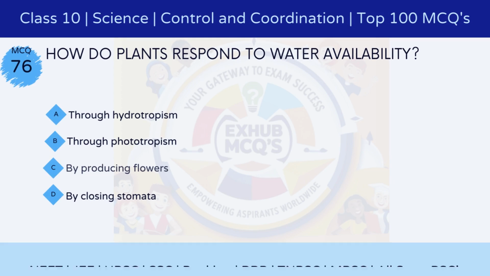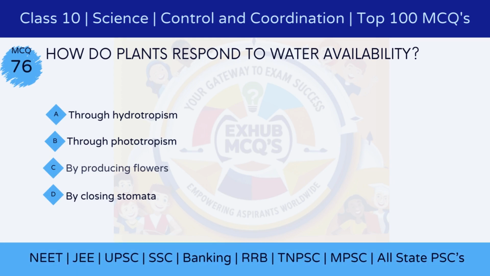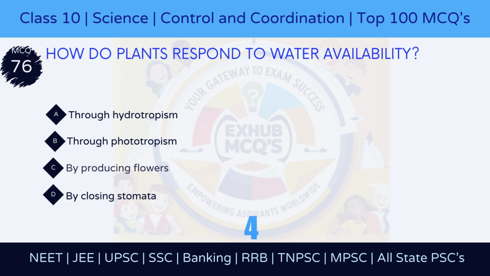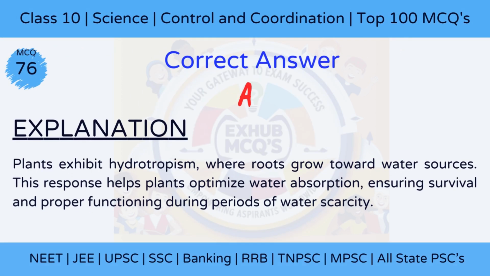MCQ 76. How do plants respond to water availability? Option A, through hydrotropism. Option B, through phototropism. Option C, by producing flowers. Option D, by closing stomata. The correct answer is option A, through hydrotropism.